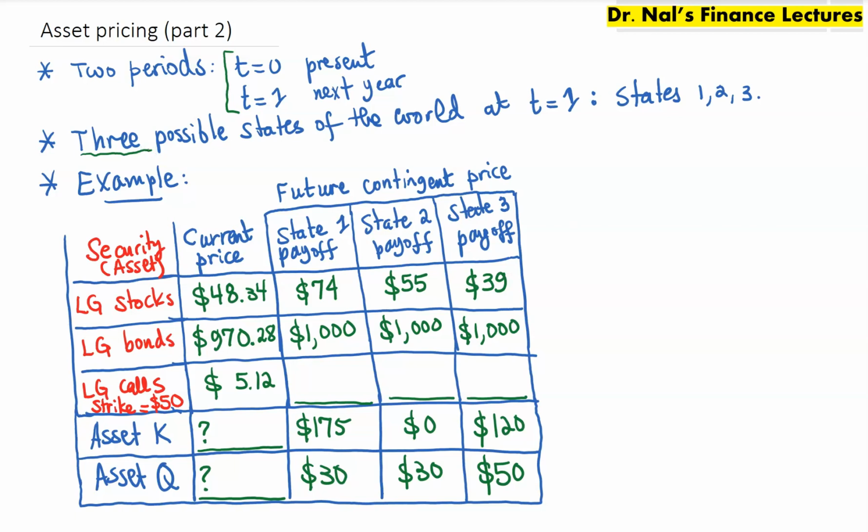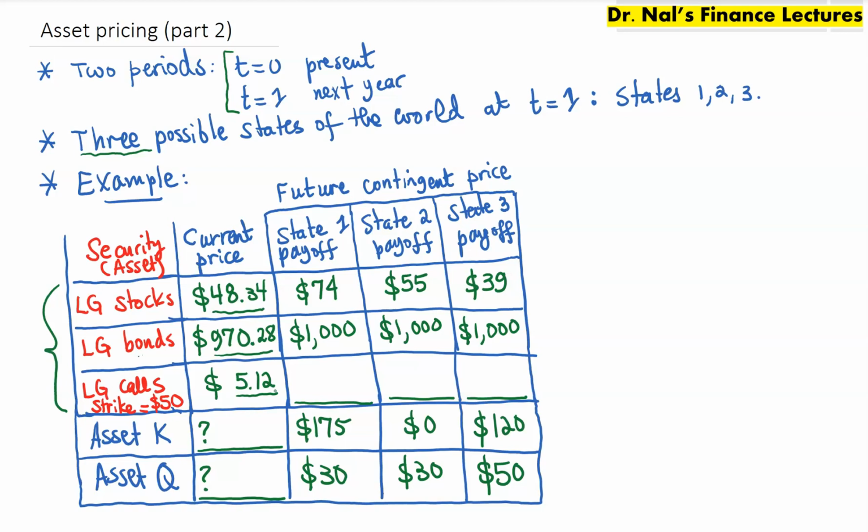So because we have three possible future states of the world, we need at least three securities for which we know the current price, which we have right here. So LG is a hypothetical fictional company. LG's company has stocks outstanding, currently trading at $48.34. It also has bonds outstanding, trading at $970.28 today. This is the current price. And there's also call options outstanding related to the LG stocks. And the strike price for that is $50, and those call options are being traded at $5.12.